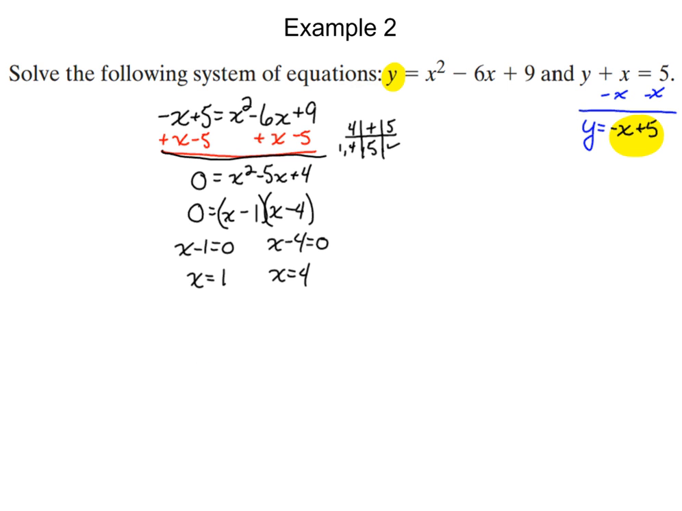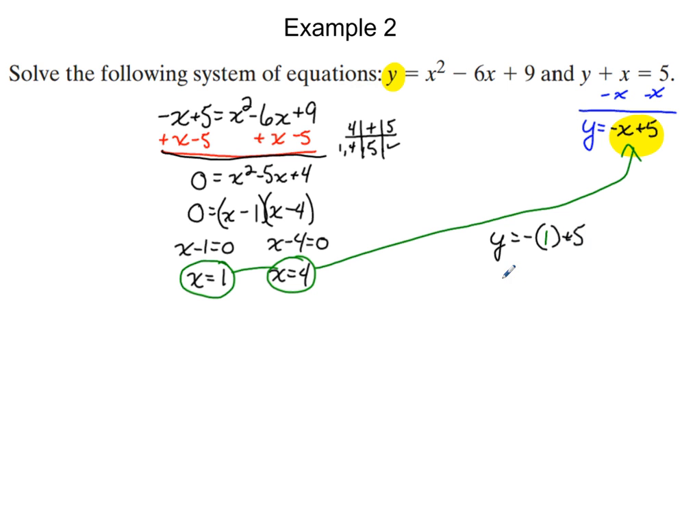Now that's only our x values. In this case, we have to find our y values as well. So I'm going to take both of these values and I'm going to plug them in for x right there. Alright, so we've got y is equal to negative, and then plug in the 1, plus 5. Alright, so that gives me y is equal to negative 1 plus 5, which is 4. So one of my solutions is 1, 4.